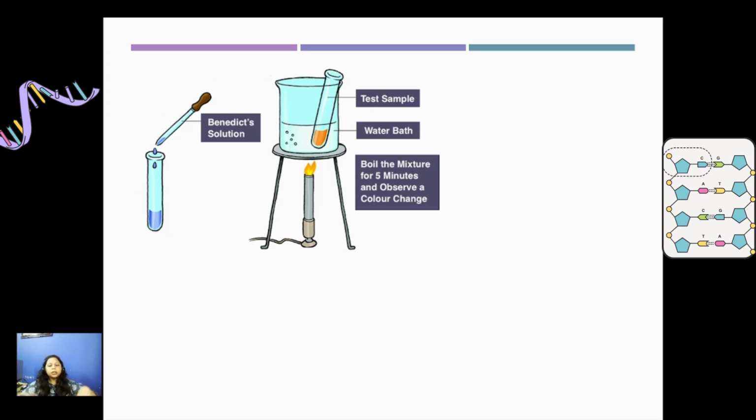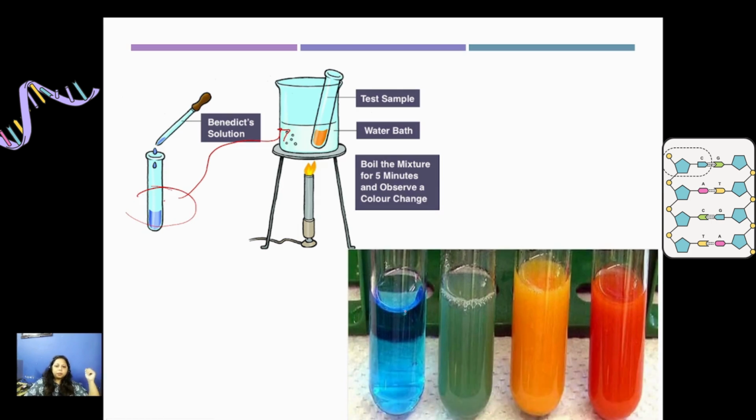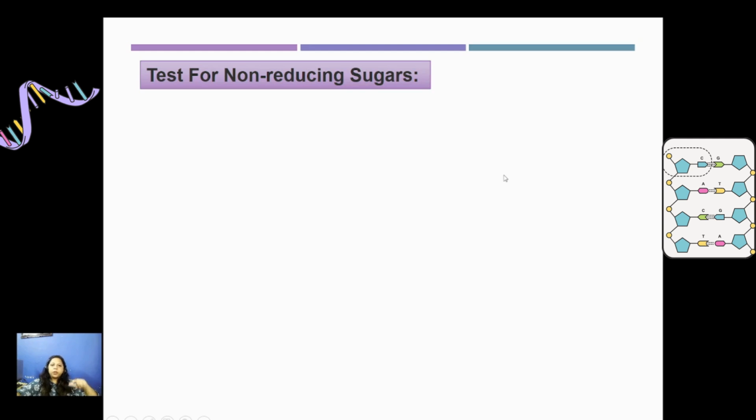We are going to put Benedict solution in our sample. It's a blue color, and then we heat it up in a beaker of water, or water bath, until the color changes. So first of all, the color would be blue, then it slightly changes into green, then to slightly orange, and then the dark brick red precipitates would be formed. You can actually observe the thickness and the precipitates floating, so you can easily observe it if you look carefully. Now the second test is for the non-reducing sugars.